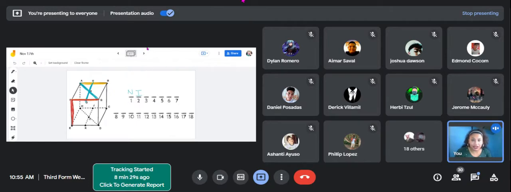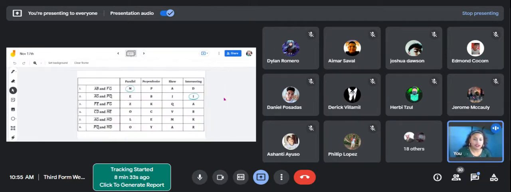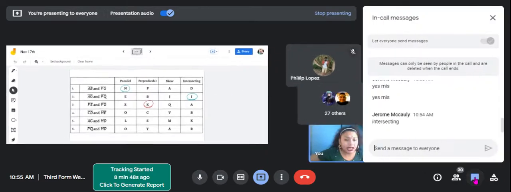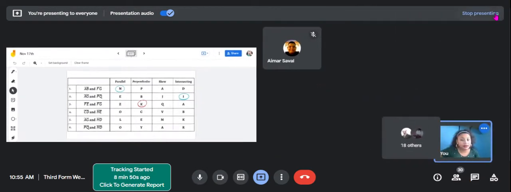Perpendicular line. Very good. So I'm gonna go ahead and circle perpendicular line. And that is the letter K. And we go ahead and write the letter K. Yes? Anybody has any questions?